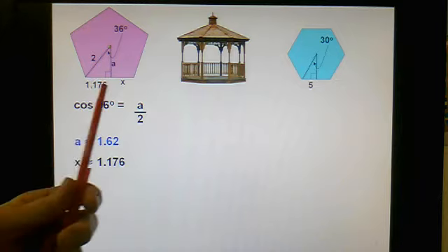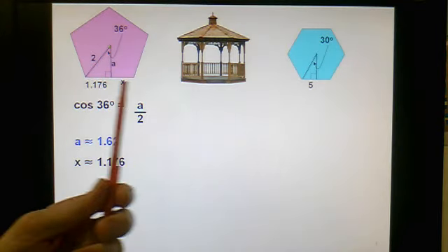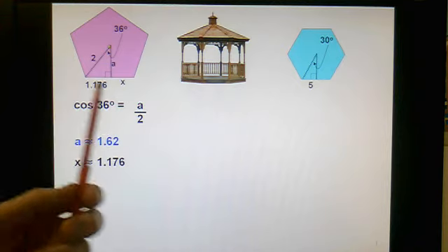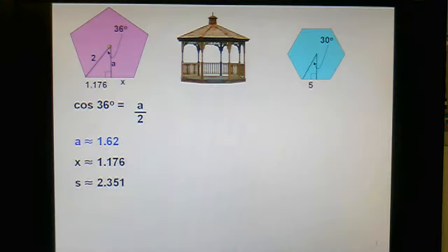Again, once you have this one, you double it to get the entire side, then multiply that value by 5, because there are 5 sides in a pentagon. I believe you should get a side length of 2.351, and of course a perimeter of 11.76.